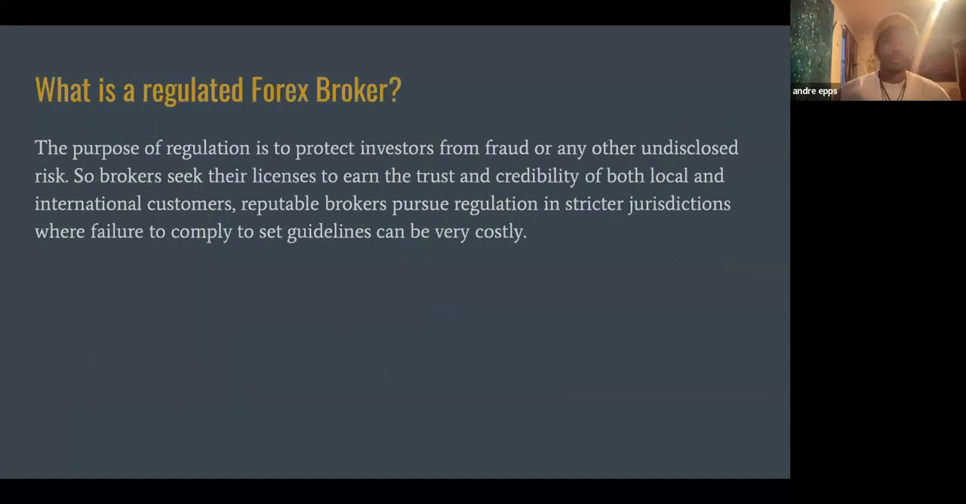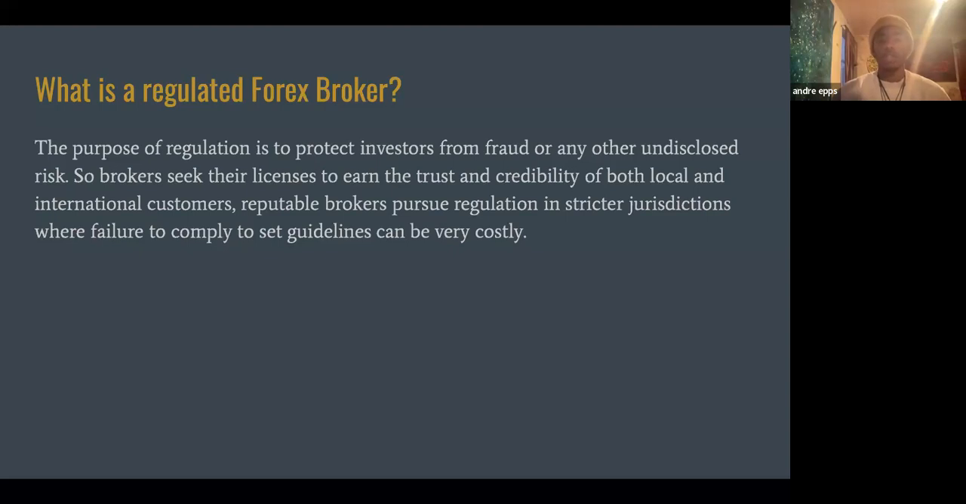What is a regulated broker? The purpose of regulation is to protect investors from fraud and any other undisclosed risk. So brokers seek their licenses to earn trust and credibility of both local and international customers. Reputable brokers pursue regulation in stricter jurisdictions where failure to comply with set guidelines can be very costly. So essentially, we want to associate ourselves with a regulated broker. That way they can guarantee us our withdrawals. Typically, regulated brokers are connected to the biggest liquidity providers, which are the ones that actually have the money and are funding these brokers to be open and stuff like that.